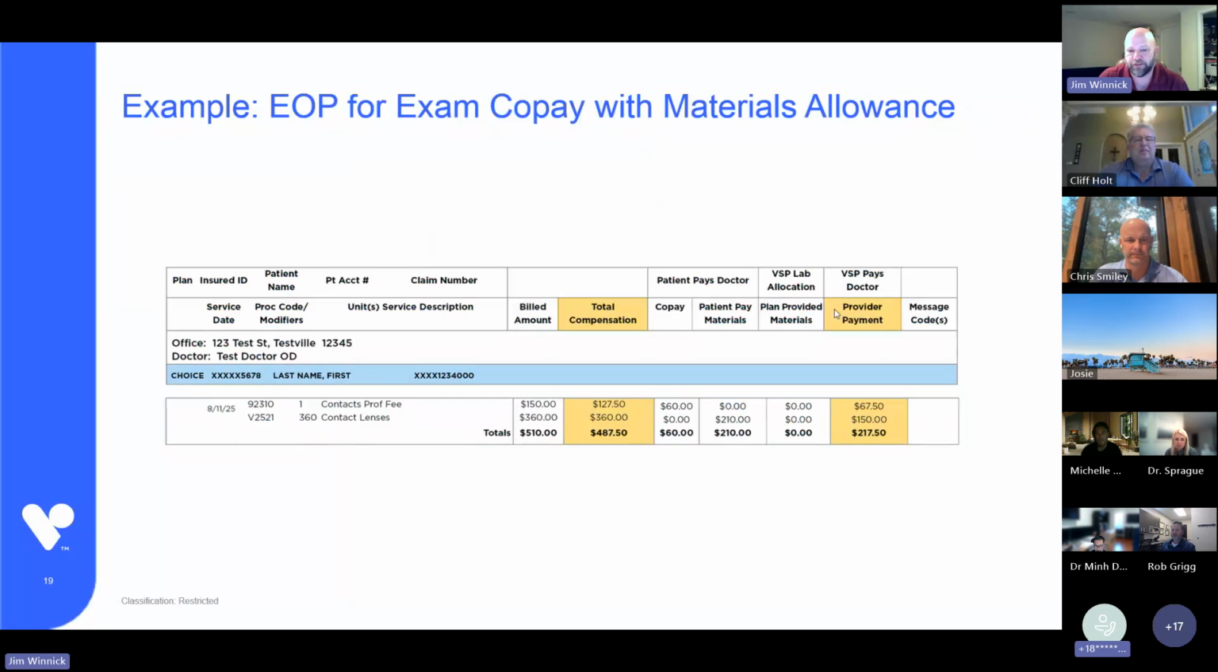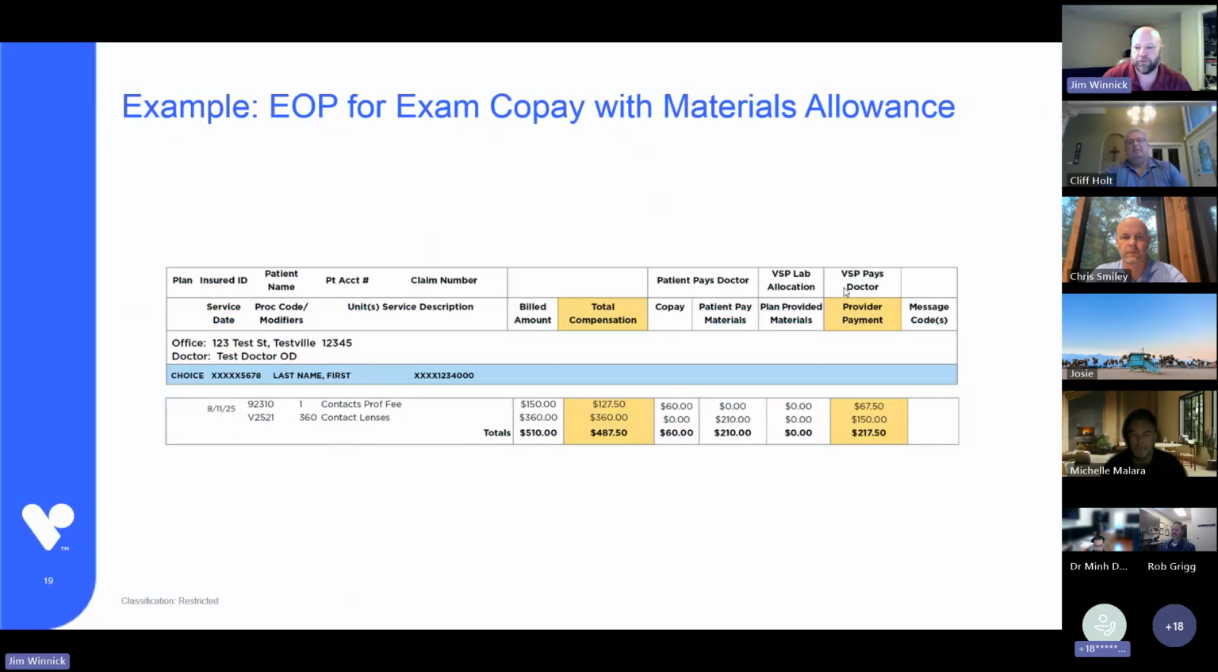So with this particular patient, we had a $150 professional fee. That gets reduced down to $127.50. So we got $60 from the patient with their copay. We got $67.50 from VSP. Contact lenses were $360. Again, that was a separate benefit that they got $150 paid from VSP, and the patient paid the additional $210. So we stayed whole on our reimbursements at $487.50, which just is reducing our fitting fee by the 15%.